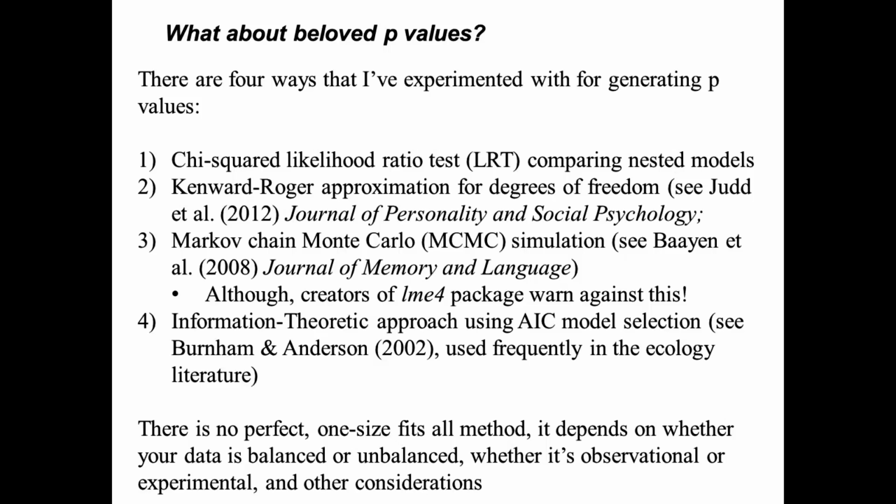So I can talk a bit more about that later if people are interested in it, because this is the approach that I've been using in particular because it works with particularly complex models. So the Kenward-Rogers approach is pretty effective if you have a few fixed effects, not too many random effects, but if you have very complex models, the models tend not to converge. So the fourth approach is one that I've been exploring most recently, but there's no perfect one-size-fits-all method. It really depends on your data, whether it's observational, experimental, balanced, unbalanced, and those sorts of things.